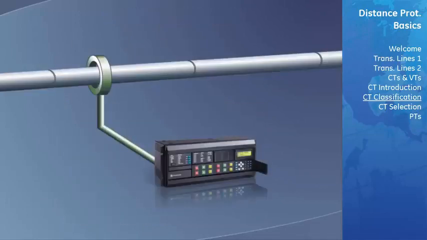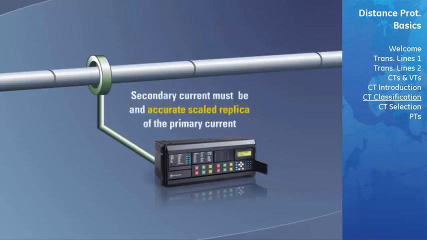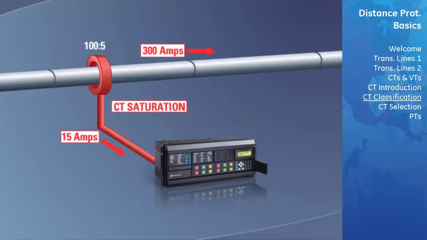In order for the relay's measurements to be accurate, the secondary current from the CT must be an accurate scaled replica of the primary current. For example, if a CT has a conversion ratio of 100 to 5, then the CT must pass only 5 amps of the current to the relay when 100 amps is passed through the CT. The accuracy would be compromised only when a current that is too large for the CT rating is passed through the CT. When this happens, CT saturation occurs.